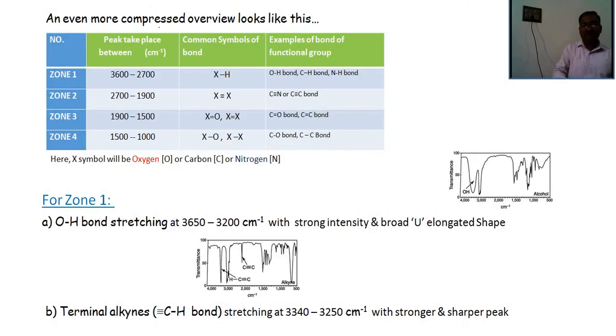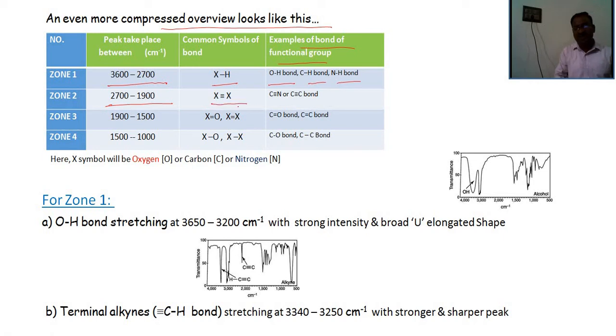And a more compressed overview looks like this. The IR peaks we are going to classify into zone 1, zone 2, zone 3 and zone 4. Zone 1 region starts from 3600 to 2700. Common symbols of bond here: X-H. Examples of this bond functional group: OH bond, CH bond and NH bond. Zone 2 is 2700 to 1900.